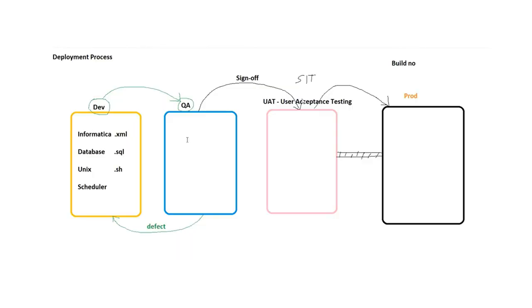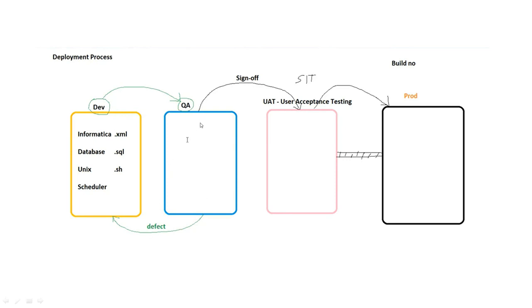Next, how we do the deployment process. In the deployment process, in development we have Informatica, database, Unix, and scheduler. Then we go for the QA team, and if any test errors occur, we fix them in QA and send the data again to the development team. This is a cyclic process. It repeats until the data is rectified and error free.